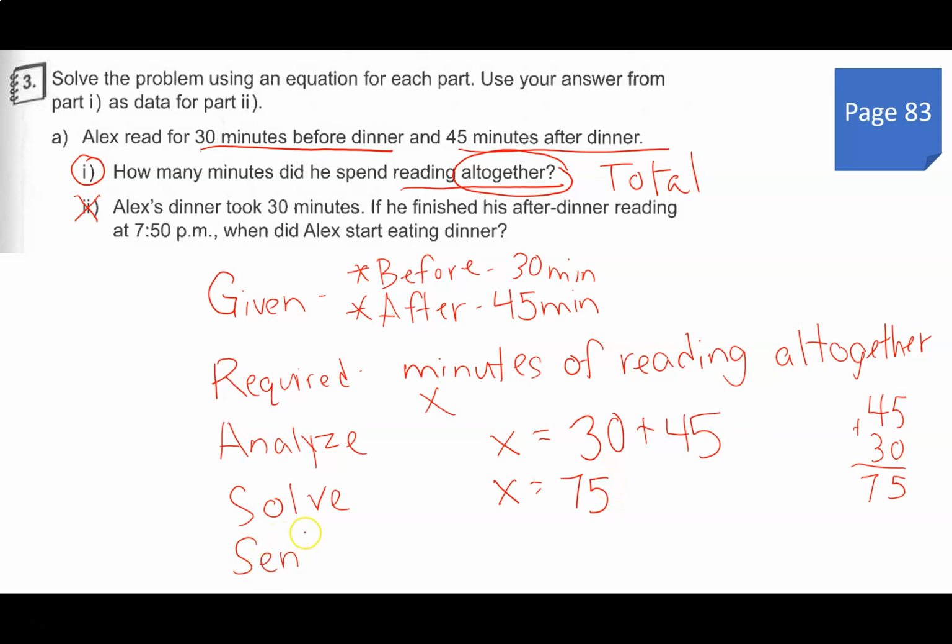Our final step, the second S, is to write this information in a sentence. I might say, all together, Alex read 75 minutes.